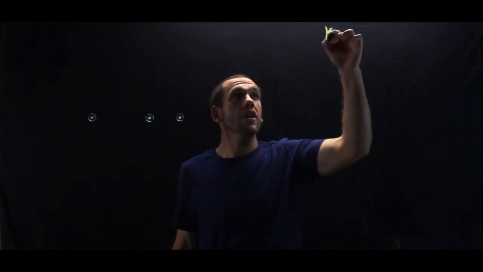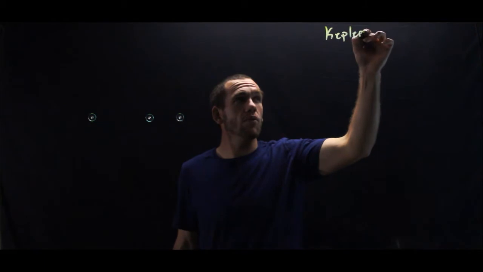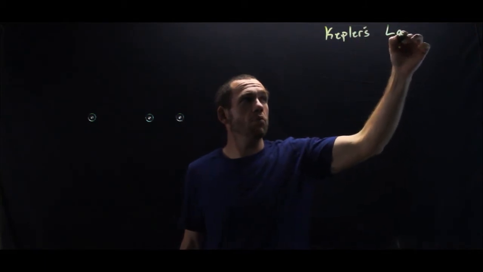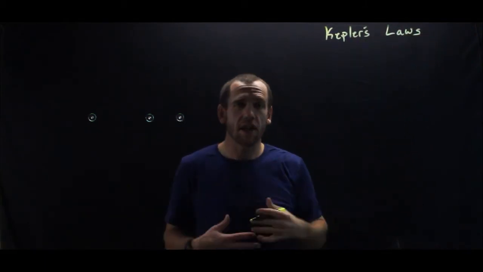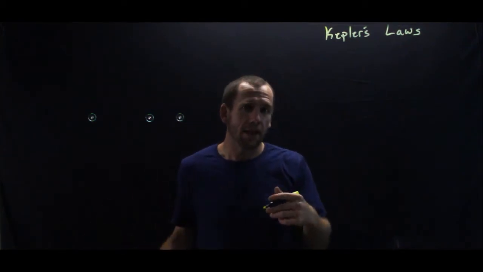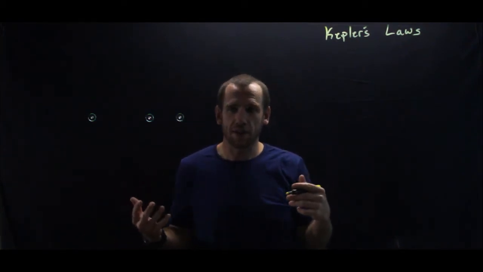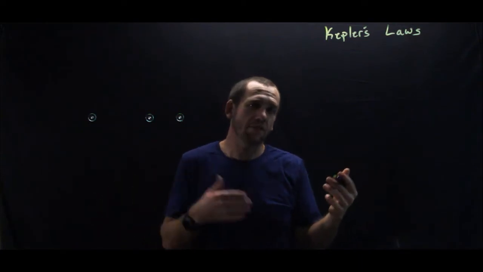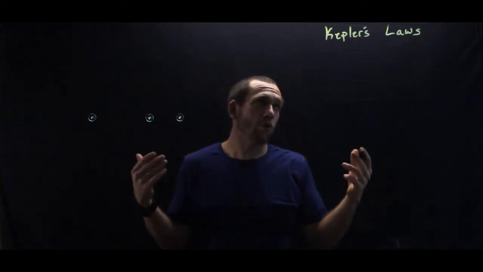In this lesson, we're going to take a look at Kepler's laws. Kepler's laws are pretty straightforward, and they describe the motion of planets around the sun. Now, technically, they work for any body orbiting another body. They describe the path of something as it orbits another thing, so it doesn't have to be a planet around the sun. It could be like the moon around Earth.